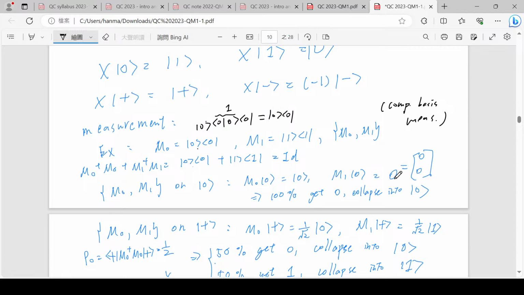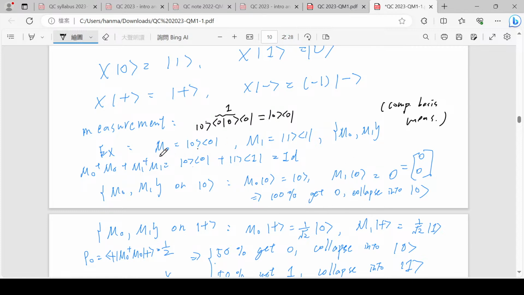There is something to be careful about. The 0 is not a |0> ket. The 0 is a vector of length 0, so it's just this ket of 0, 0. But anyway, we see that the post-measurement state of measurement on 0 has length 1.